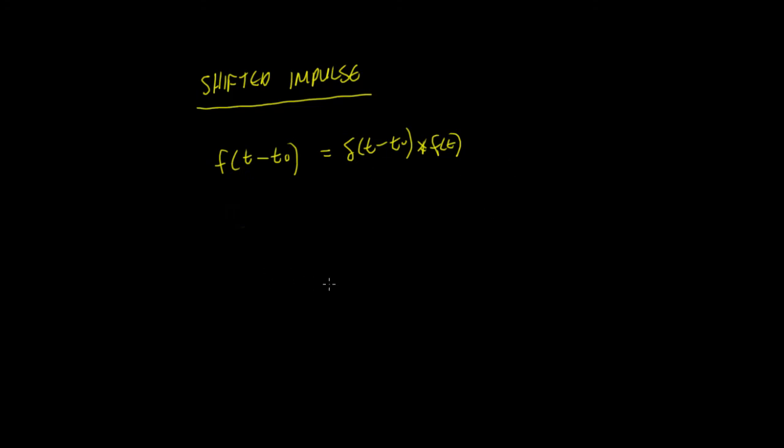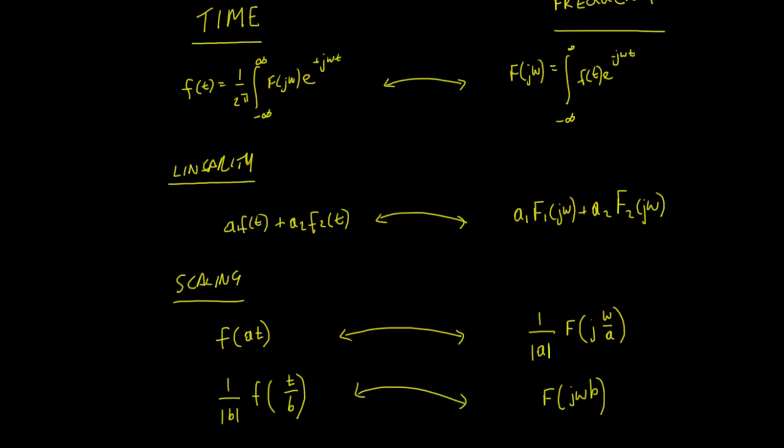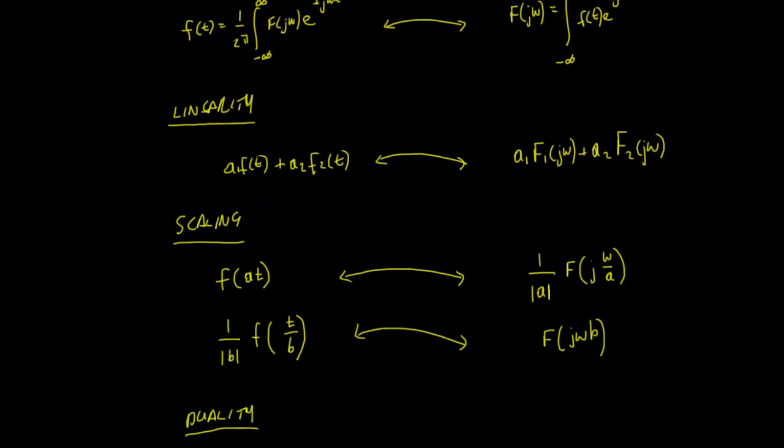So it could also be written in the frequency domain as F of j omega minus j omega naught is equivalent to the shifted impulse delta j omega minus j omega naught convolved with F of j omega. Okay, so that's our frequency and that's our time. That's everything that we have looked at so far. There are other things that we could potentially look at, in fact, but that'll do for now. It's a good little place to stop.